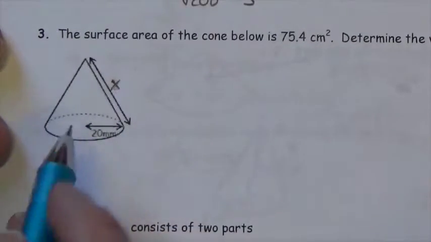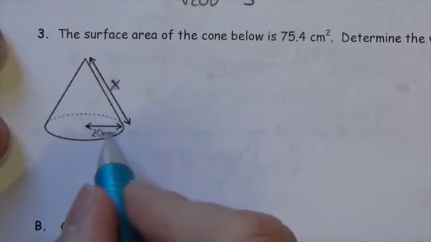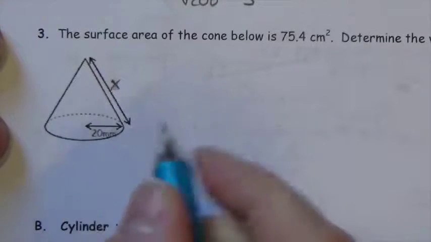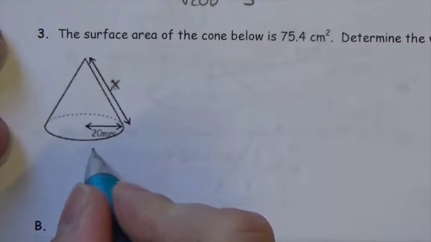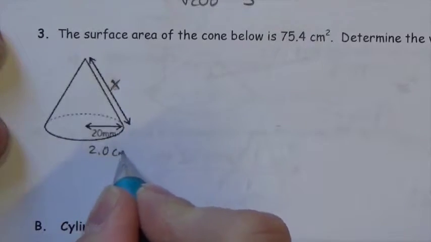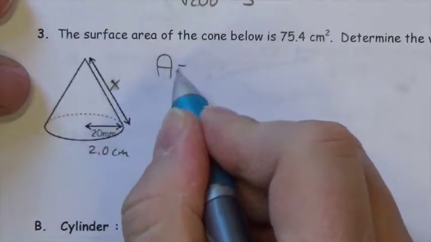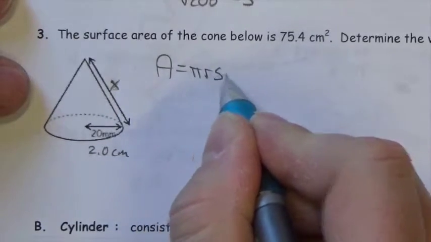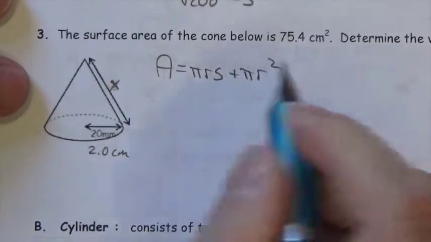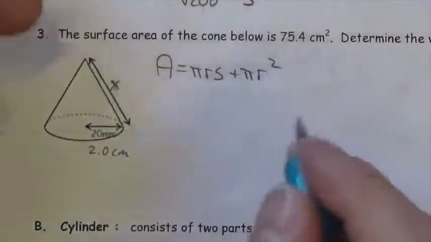Now when you take a look at the cone here, notice that we're given the radius, but the radius is given in millimeters, so we've got to convert that to centimeters. And so 20 millimeters here, that's 2 centimeters. So now at least our units are consistent. And we know that area is equal to pi rs plus pi r squared. Now let's just plug in everything that we know.